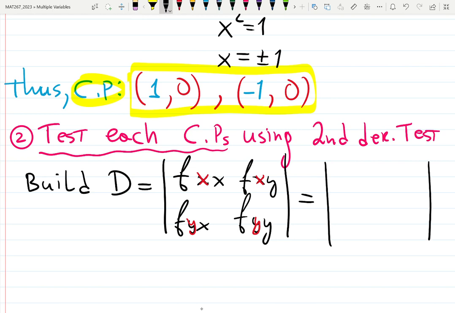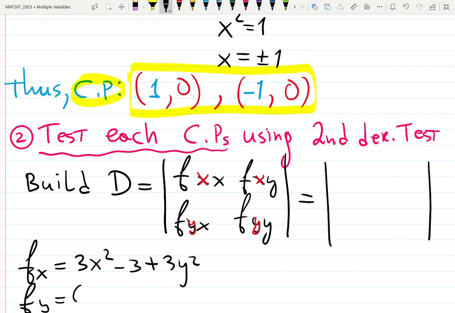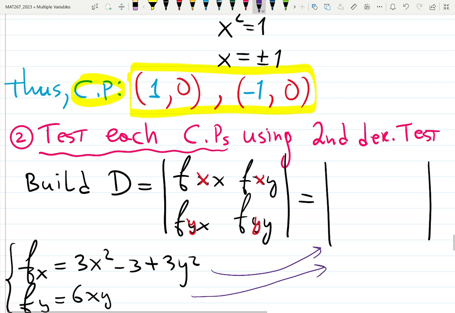If you don't remember, it's actually handy to rewrite the original function first, but you don't need to do that. Oh, we don't need the original function anymore. We need first derivatives. Remember, fx we found was 3x squared minus 3 plus 3y squared. Fy was 6xy. So from there, I'll right away find all possible second derivatives.